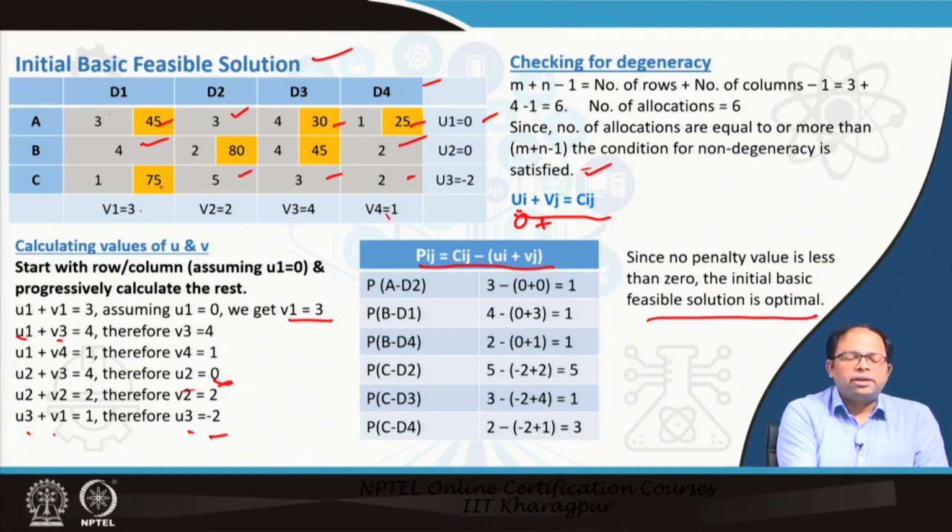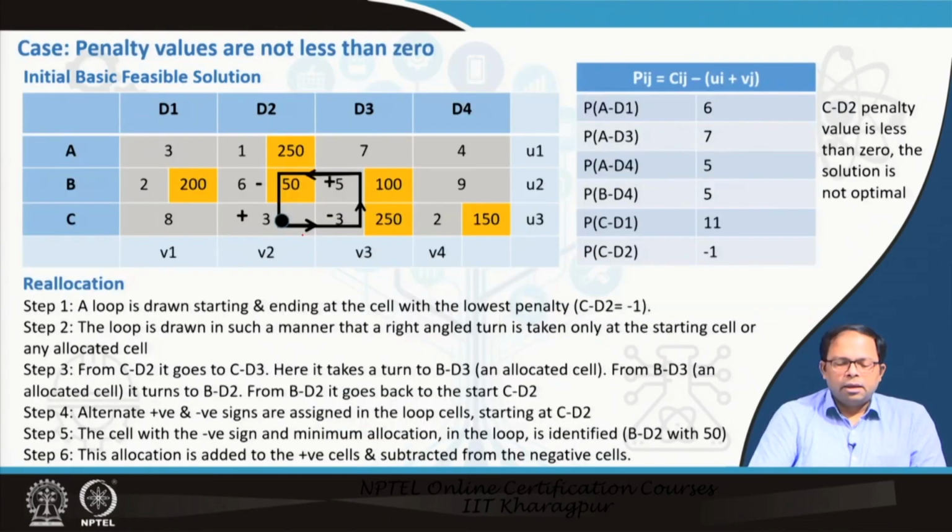Using this, we can estimate the total cost: 3 into 45 plus 4 into 30 plus 1 into 25 plus 2 into 80, and so on, and the total value is the optimal solution for this particular matrix. But suppose it is not an optimal solution, then what will we do?